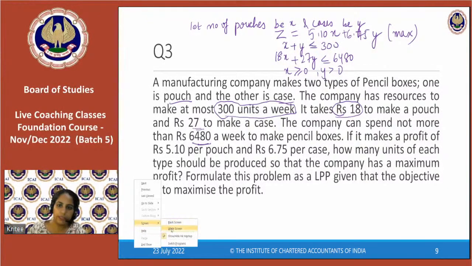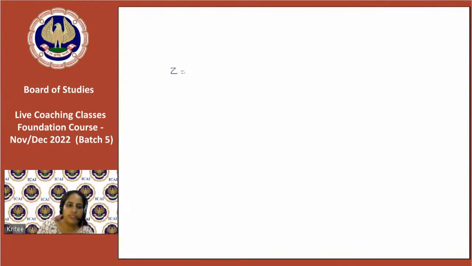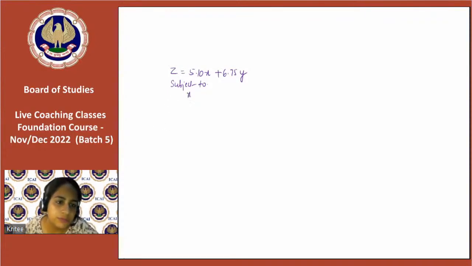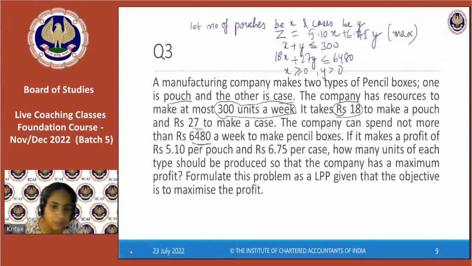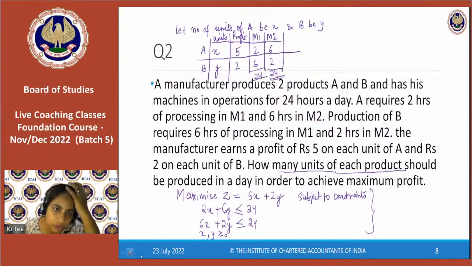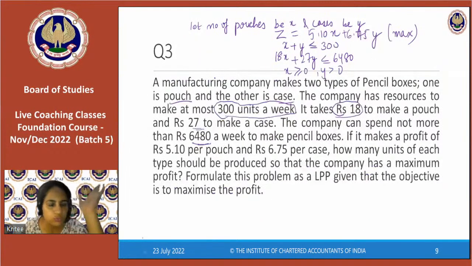Let's have it then. It says Z is equal to 5.10x plus 6.75y, subject to, then there was, we cannot make more than how many. If I go to the previous screen, I'll lose this, I think. It says subject to, I have lost that. X plus y less than or equal to 300, 18x plus 27y less than or equal to 6480. Yeah, it will be a revision only. That is what I said.